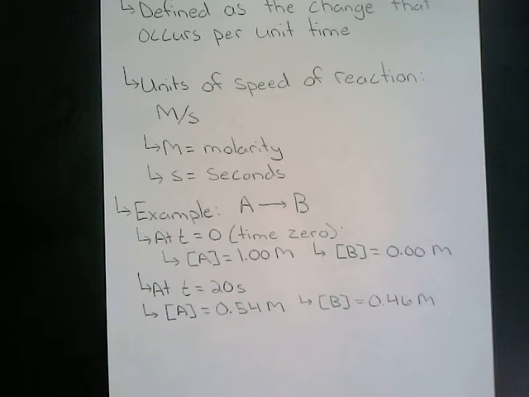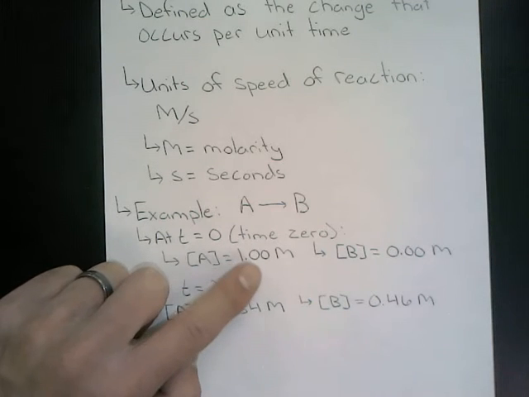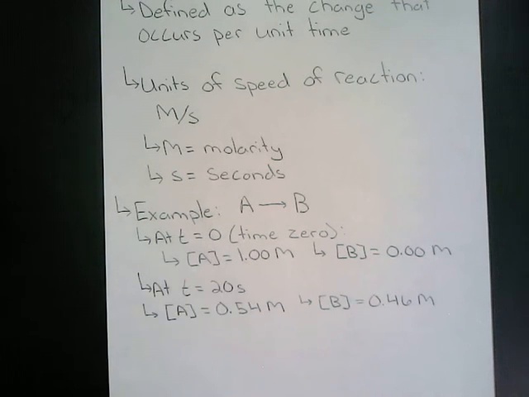Notice a couple things. As we lose A, we start to produce B. The other thing to notice here, very important, if you add up 0.54 and 0.46 molar, that adds up to the original starting amount that we began with. It's very important to abide by the law of conservation of mass and matter when these examples are going through.